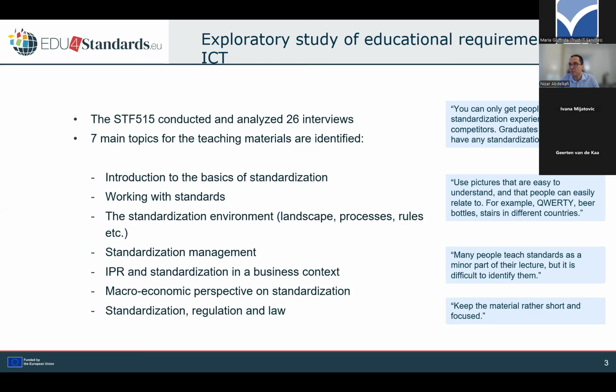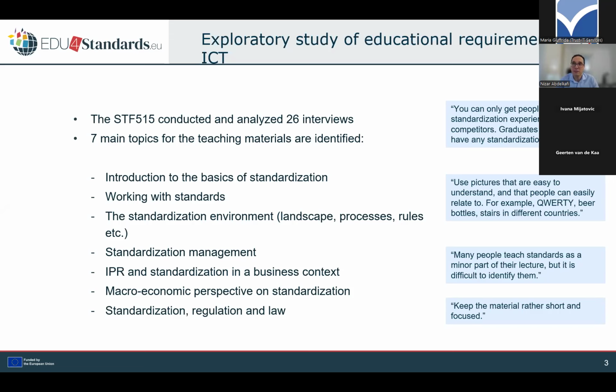Then another one said many people teach standards as a minor part of their lecture, and it is difficult to identify them. It's really a challenge to identify people that are actually teaching standardization, because they may not teach a full course on standardization, but they are including standardization through the back door, if I may say this, as a part within their course. And the last statement we have: keep the material rather short and focused. So do not have a very long material.